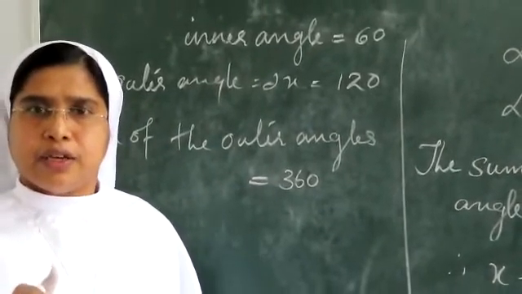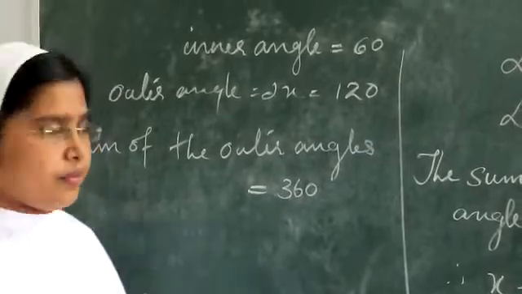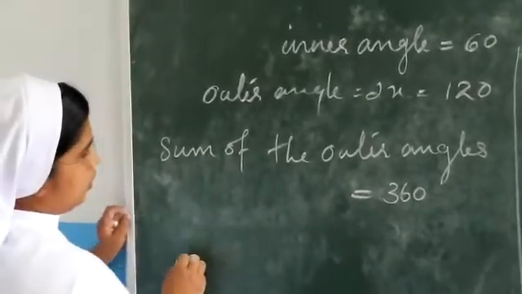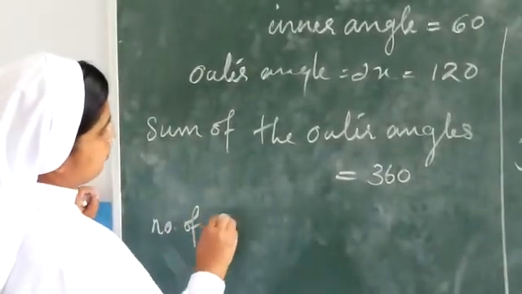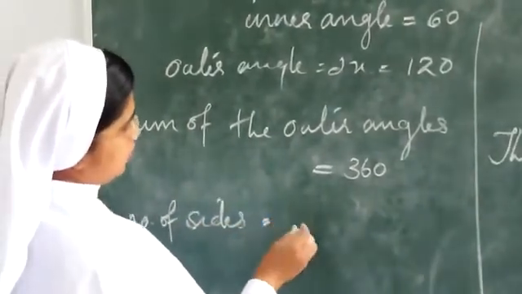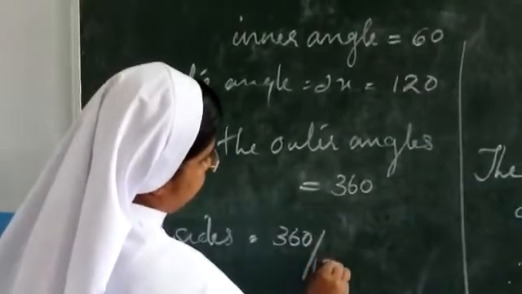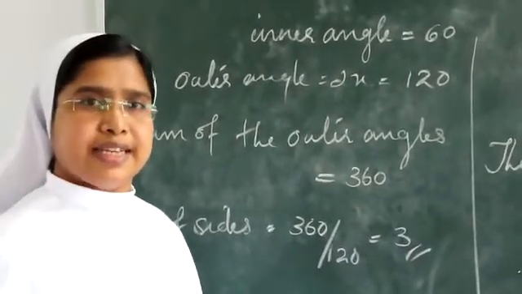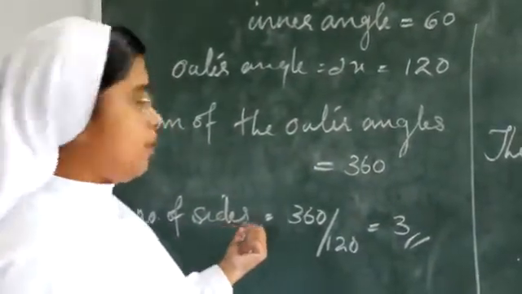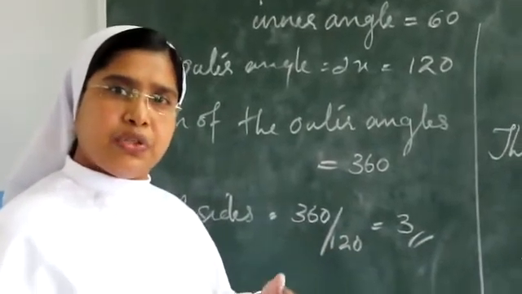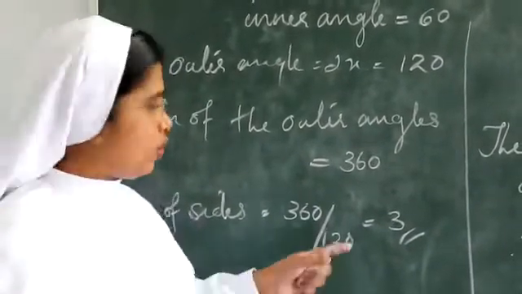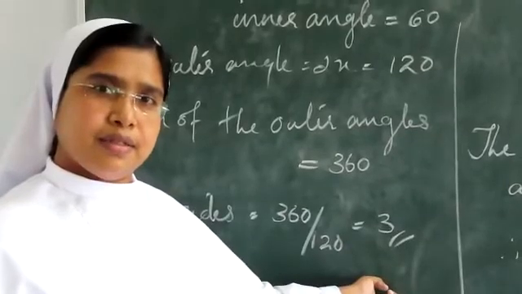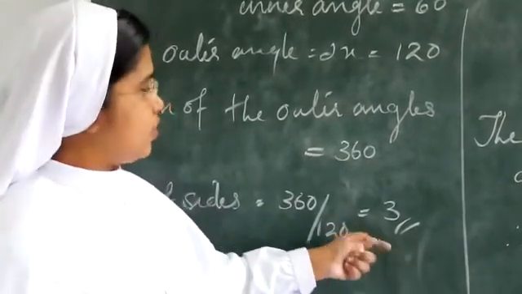And it is said that they are equal. So how many sides will it have? We can find out: one angle is equal to 120. Therefore, number of sides is 360 divided by 120, that is equal to 3. So how many sides does it have? 3 sides. If the number of sides outside is 3, inside it will be the same, 3. Which polygon has 3 sides? It is a triangle.